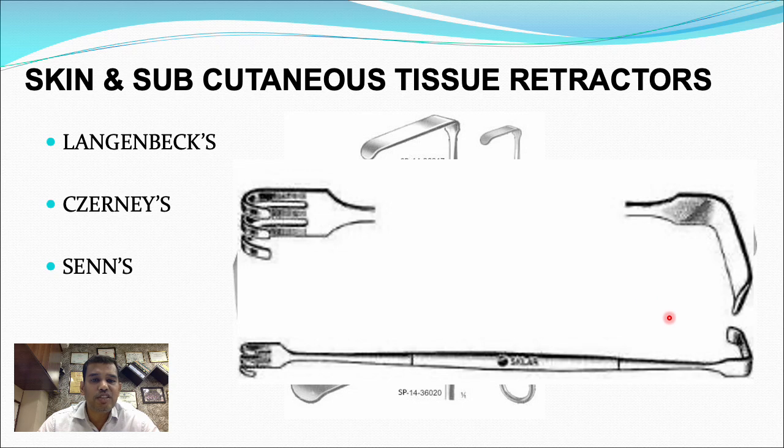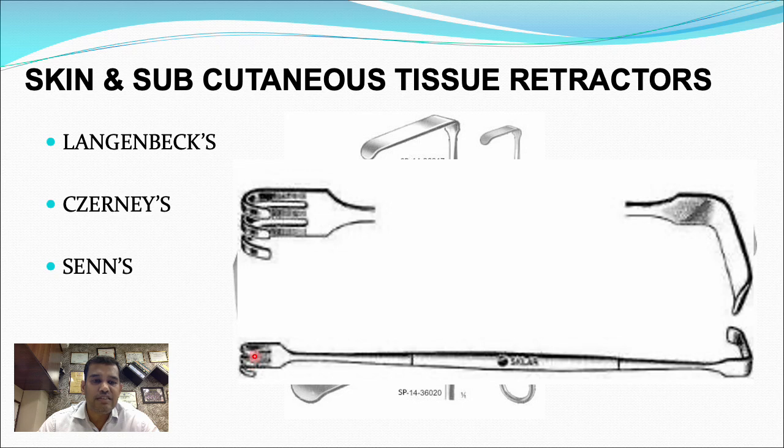Third type of skin and subcutaneous tissue retractor is this. So this is similar to the previous two. You can appreciate this is one blade, and on the other blade you have a cat's paw type of pattern, and then you have a shaft. You can appreciate this is the shaft. So this is called a Sen's retractor.